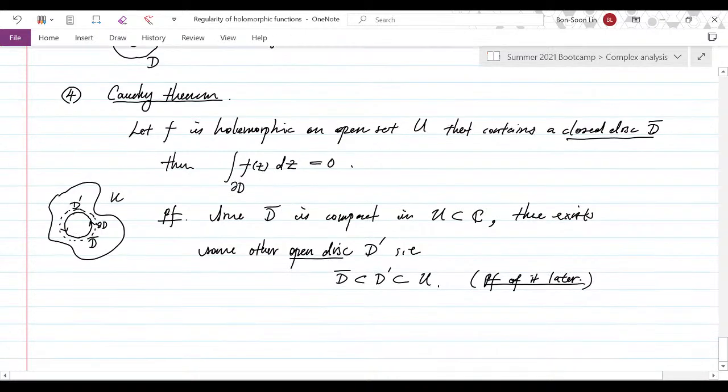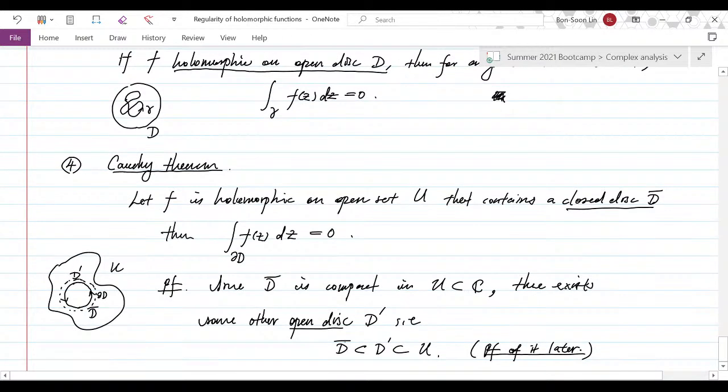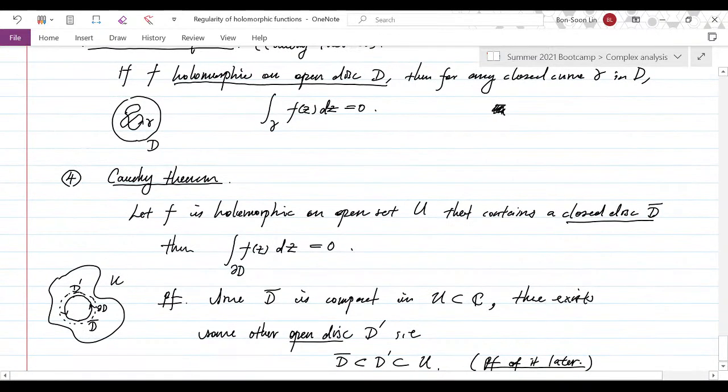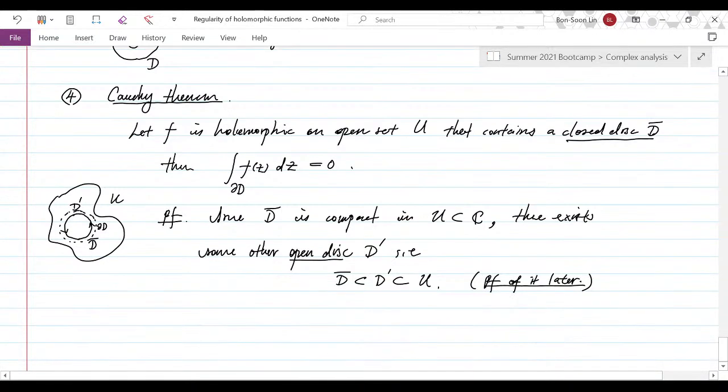Okay. But let's say you believe this. Then by the previous Cauchy theorem, because D bar is inside D prime, an open disk, F is holomorphic on D prime. So it has a primitive there, so of course any closed loop will integrate to 0, including the boundary of D.